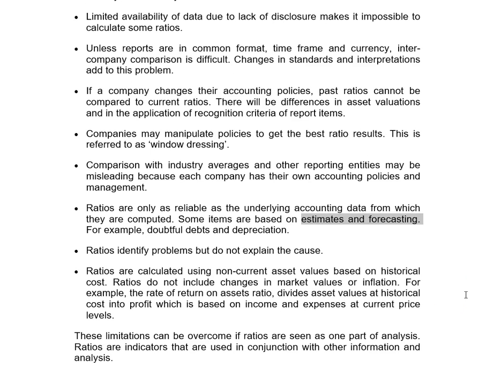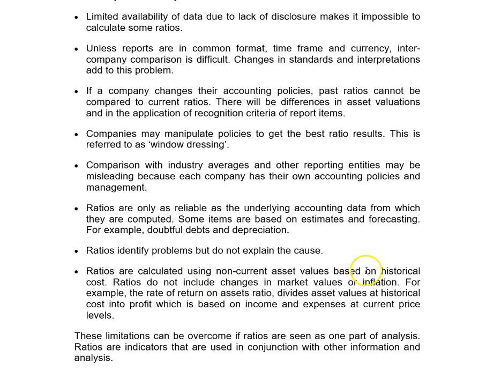Ratios identify problems. For example, if we have high gearing, we know that there is a risk of repayment of loan. But it does not explain the reason why it is high. It can be due to high liabilities, low equity, and things like that. But we don't know the exact cause. We need to look at the financial information to figure out more.